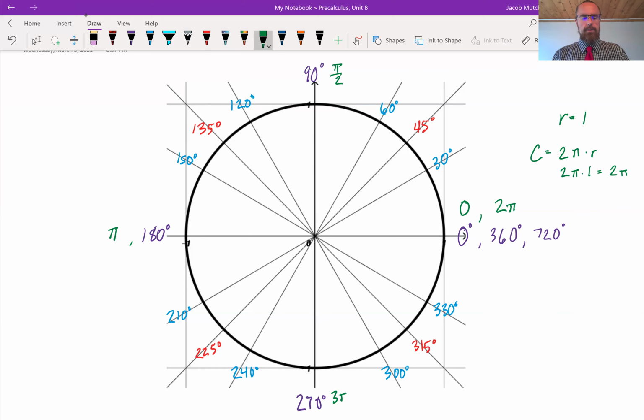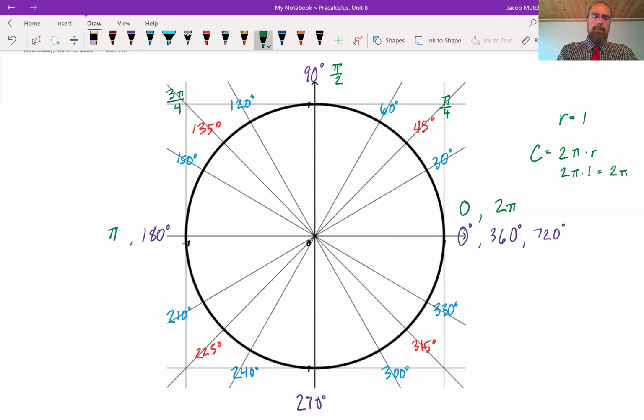In fact, I've marked that in the wrong place. Three pi over 4 is going to be here with 135. And let me back up to this first 45. So half of pi over 2 is going to be pi over 4. Okay, so we're in our pattern now. So I've got the first group of 45s marked.